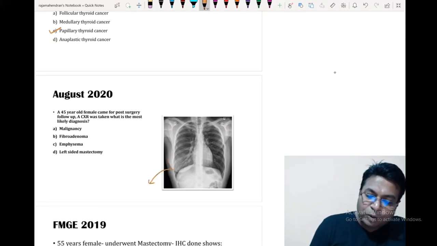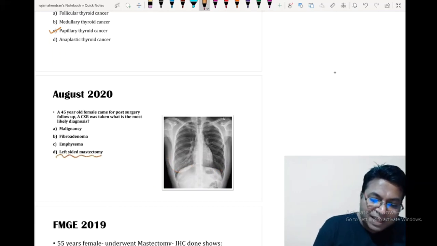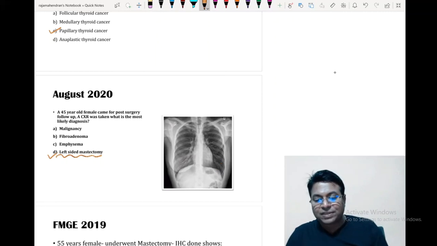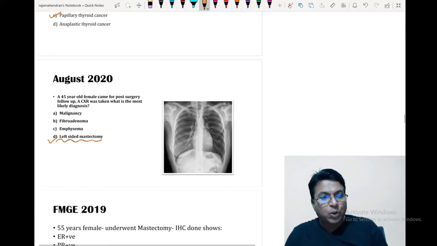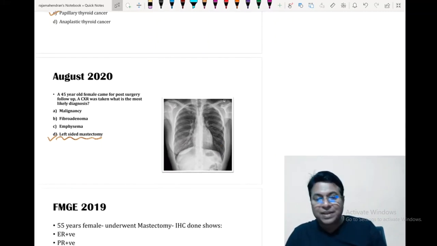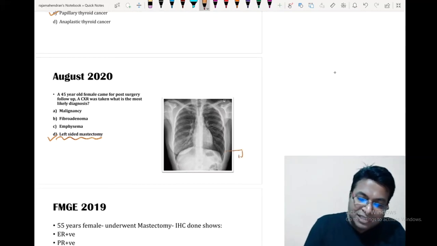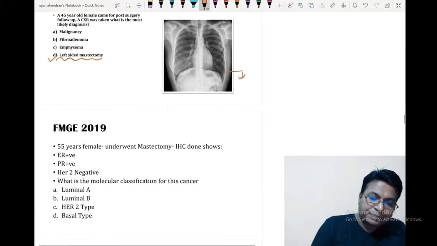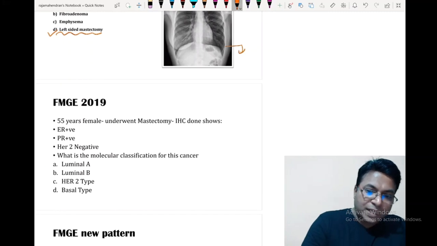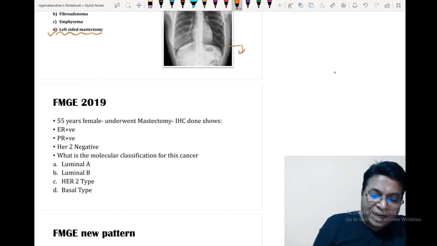This is a breast shadow. Right side breast is seen, left side no breast is seen. So that is a post-mastectomy, left-sided mastectomy case. Simple case. If you observe very closely, you would have answered this. It is not a lung, it is a left mastectomy image. This question came last year, 2019.